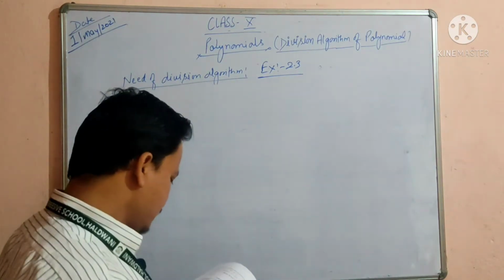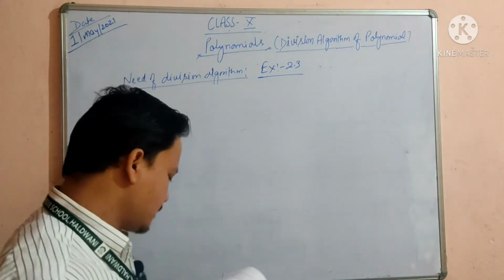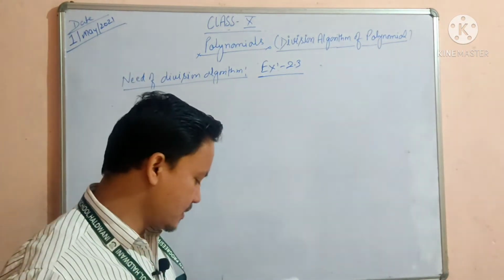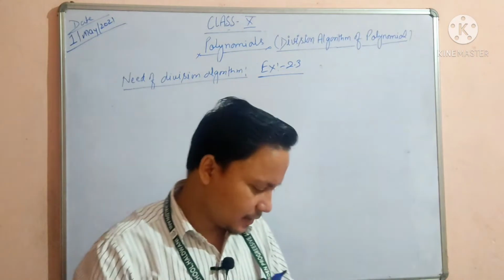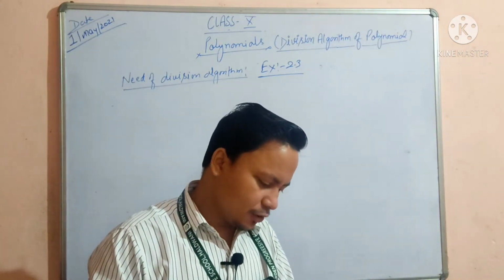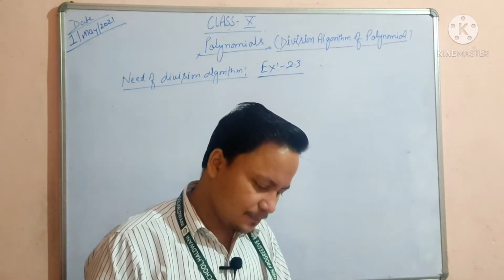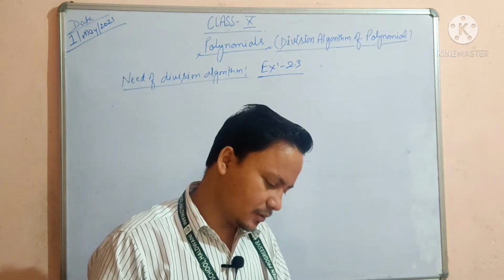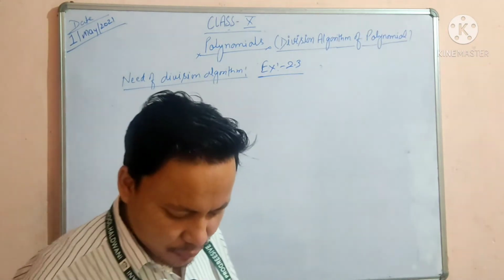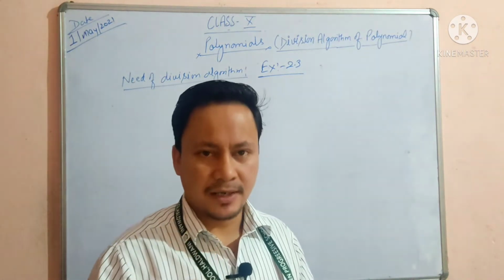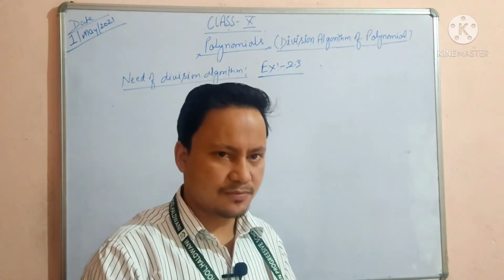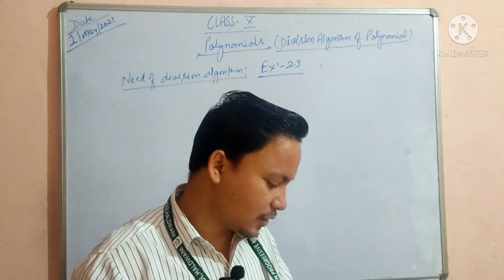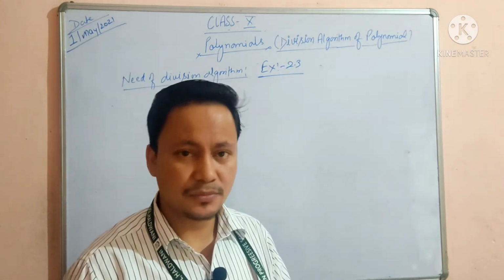Okay, now the next question, the second and third part of this particular question will be homework for you. Okay, do it by yourself. Now I am talking about question number two. Check whether the first polynomial is a factor of the second polynomial by dividing the second polynomial by the first polynomial. Okay, now in this question what we have to do, we have to divide the second polynomial by the first polynomial and check whether the first polynomial is a factor of the second polynomial or not.